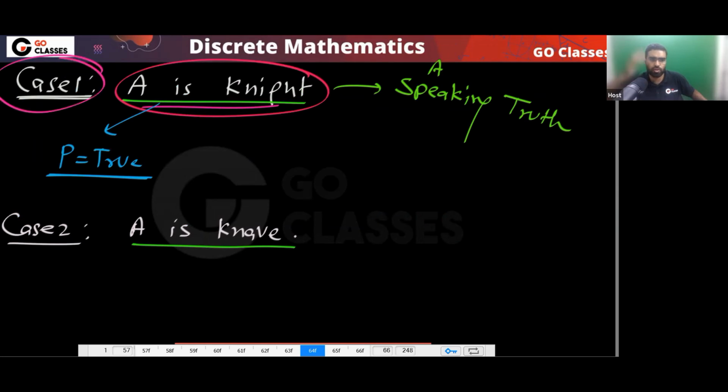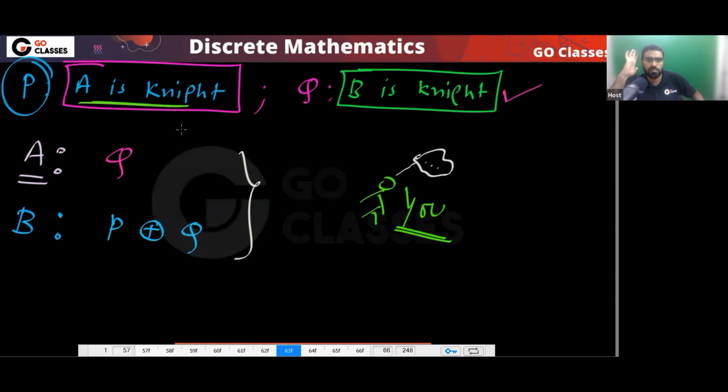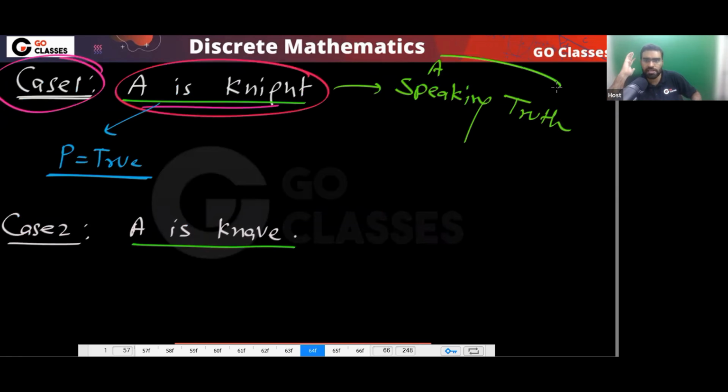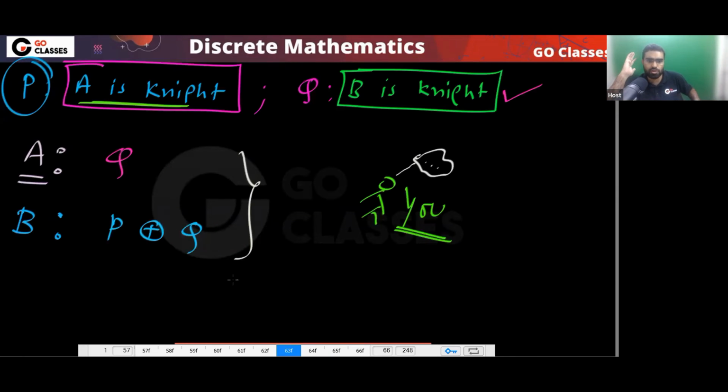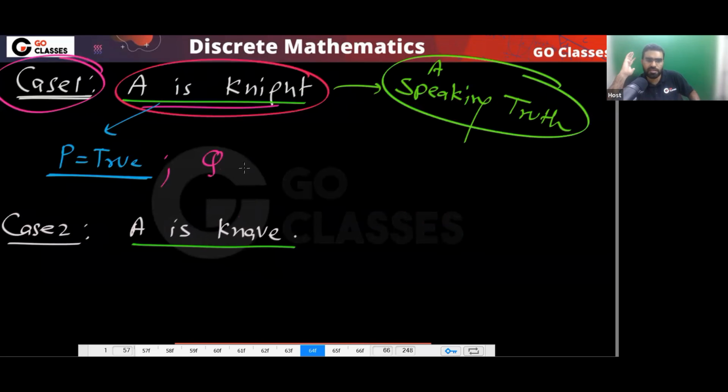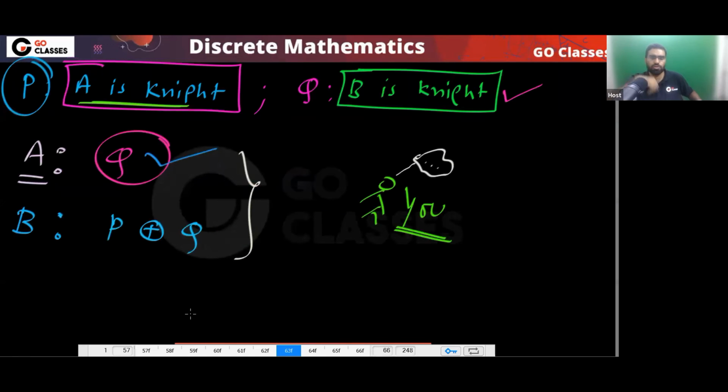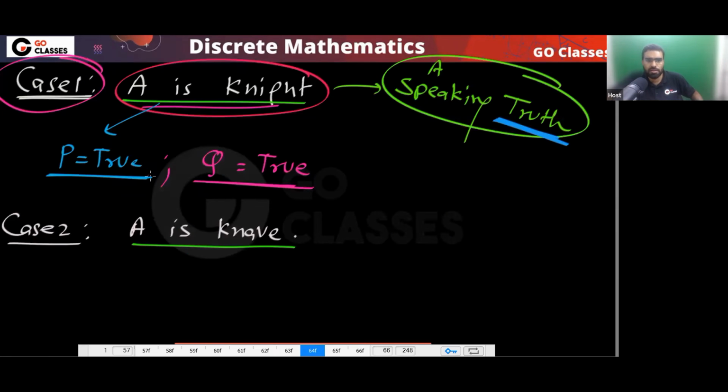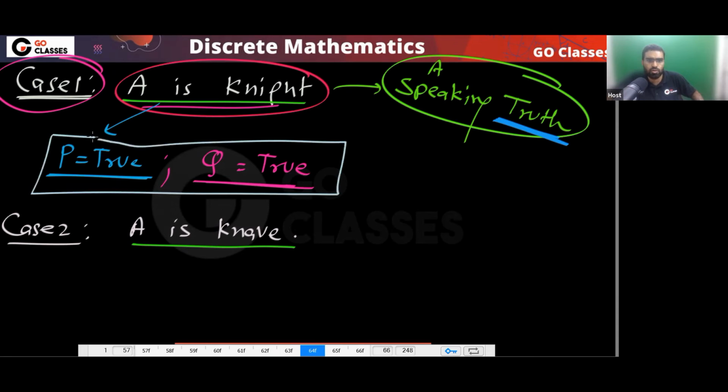Case 1. Let's assume A is knight. You are assuming, it means P is true, because this is what you are assuming, that A is knight. And because A is knight, A is speaking the truth, so it automatically means Q is also true. Okay. So it simply means P is true, Q is true. It means both are knight. So in this case, you got that both are knight.